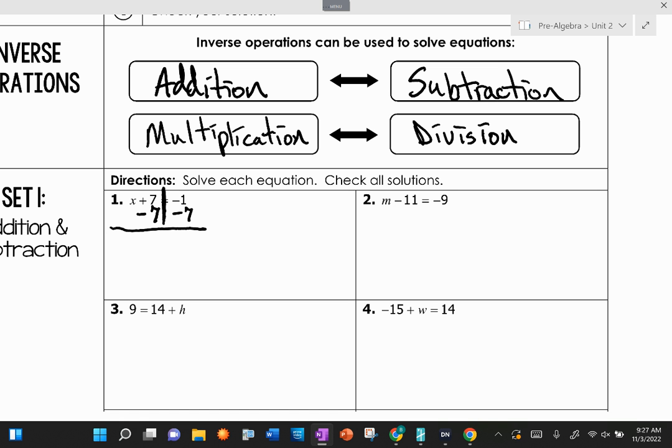Okay, so I've got -1 plus -7 on the right side. What is that going to give me? Right here. Yep, go for it. -1 plus a -7.